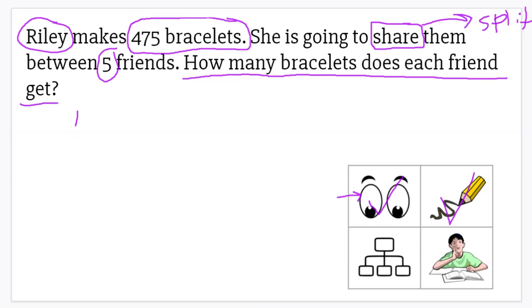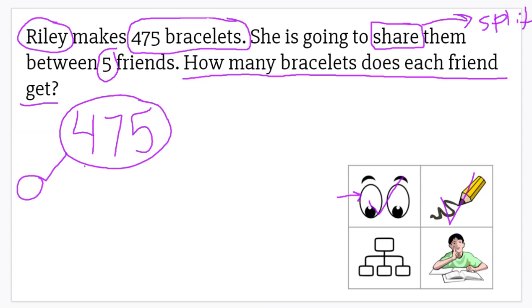So I have 475 bracelets, and I'm splitting those bracelets into 5 groups. So I have 1, 2, 3, 4, and 5. Those are all of the friends that Riley is sharing her bracelets between.